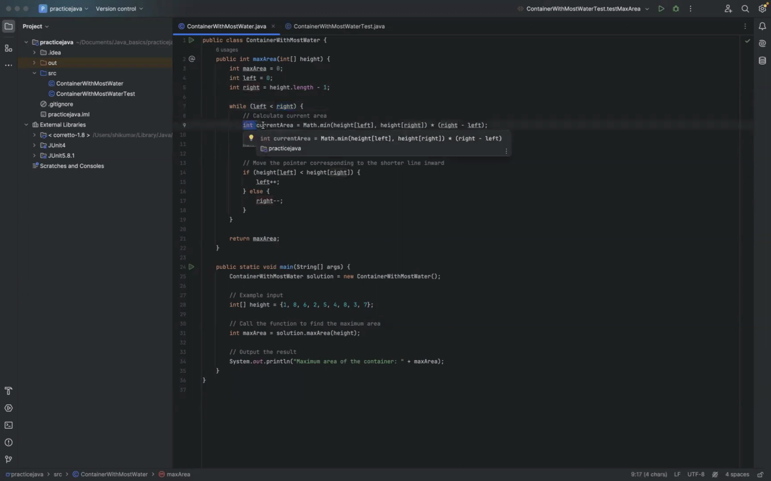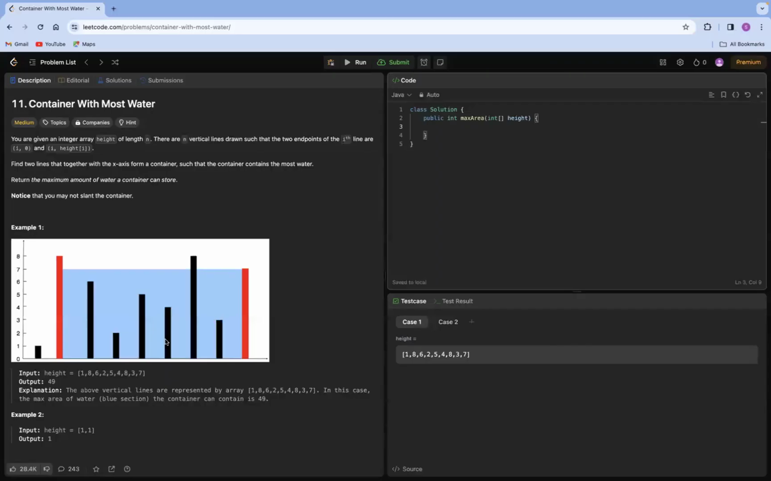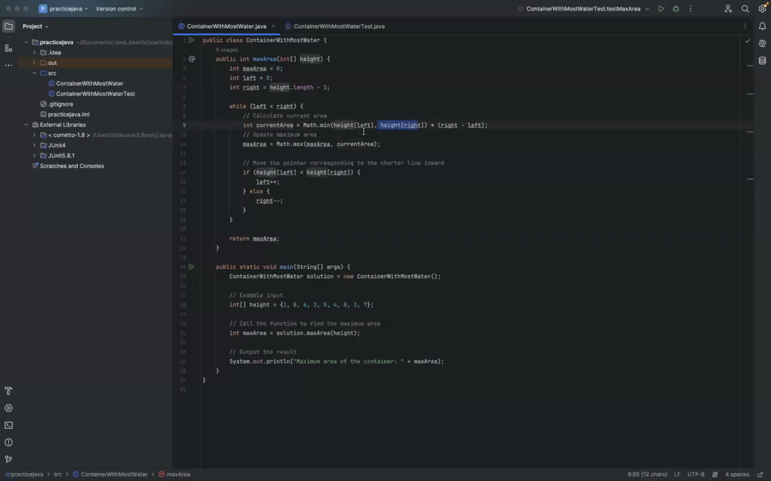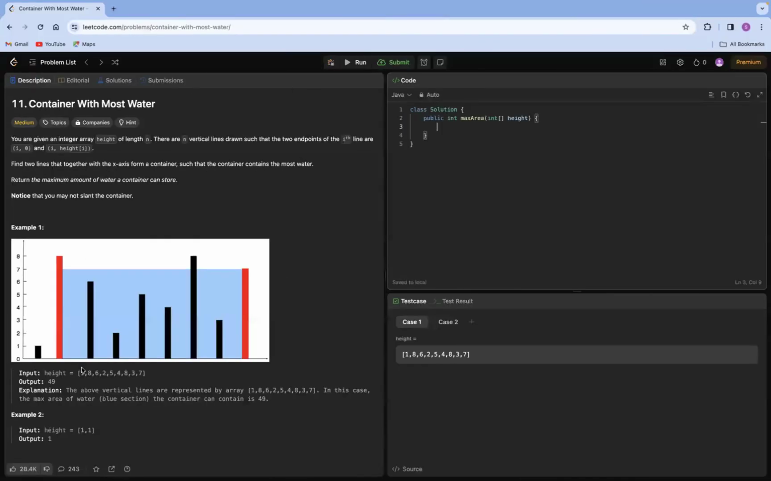And in the next line, you can see how we'll be calculating the area. As I have told you, height of left, height of right. Whatever the minimum we have in this scenario, as we have seen, 1 and 7, we have 1 as minimum and 7 as the more. So we will take 1 out of this. We will take the minimum of these two, and multiply it with right minus left. Right minus left in the very first scenario will be 8, as we have seen here.